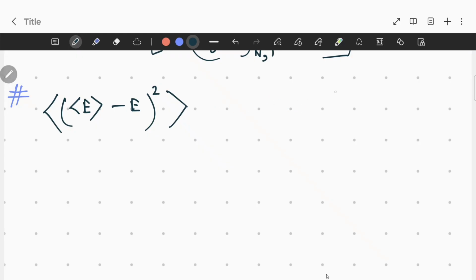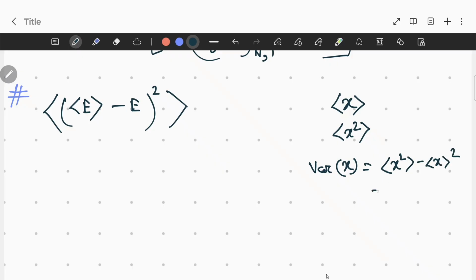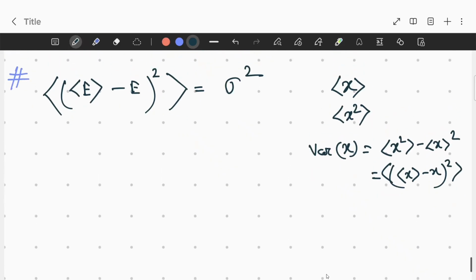Just to remember, if x is a random variable, then this is x average, this is x square average, and variance of x is x square average minus x average square. So what can you write? You can write it as x minus this, right? So this is variance, and variance is standard deviation square. We have to calculate E square average minus E average square. E average, you know. So how can you do it?